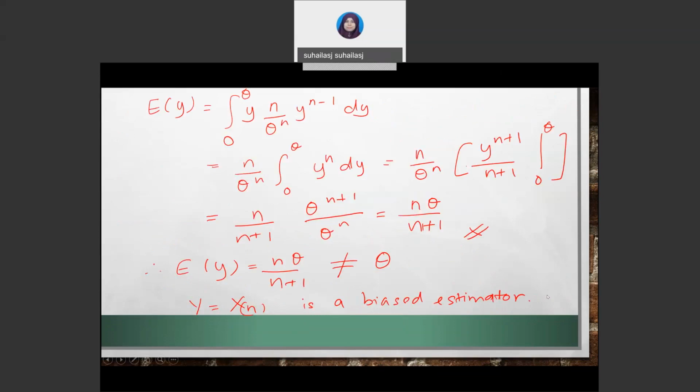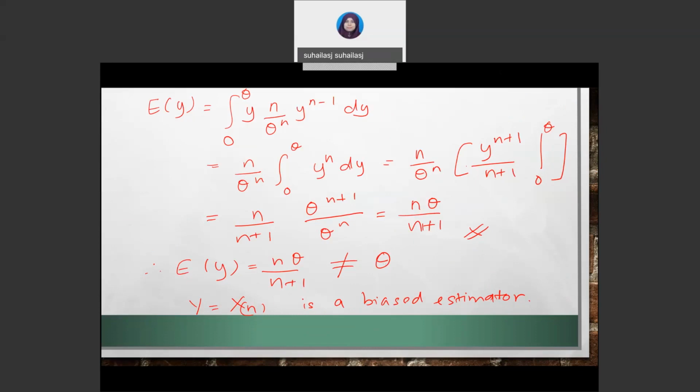So again, you want to check for the unbiased estimator. So use the concept of expected value of y, which is y times the density function of your ordered statistic. Simplify, n over theta to the n, you just integrate y to the power n. Solve, you will get y to the power n plus 1 over n plus 1. We substitute 0 to theta. So lastly you get n theta over n plus 1, which is not equal to theta. So in this case, your Yn is a biased estimator.